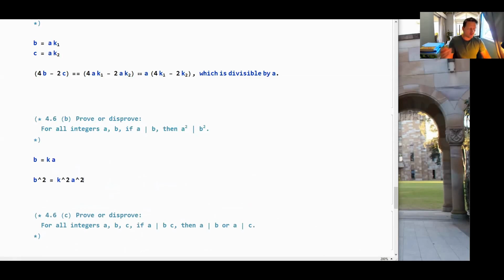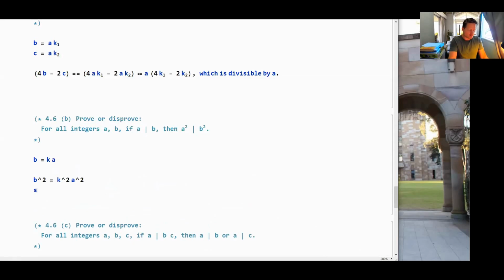And straight away, we see that a squared divides b squared because b squared is equal to some integer times a squared. So the result follows straight away. And that's an easy one.